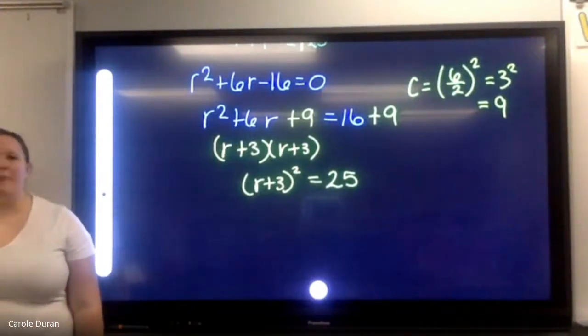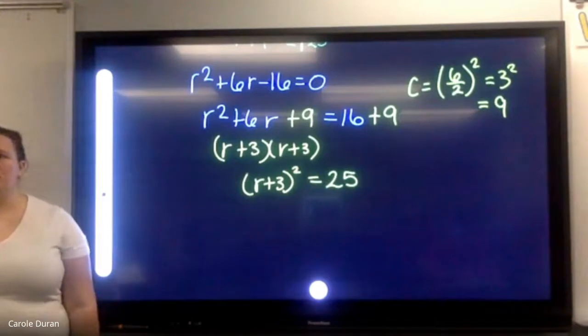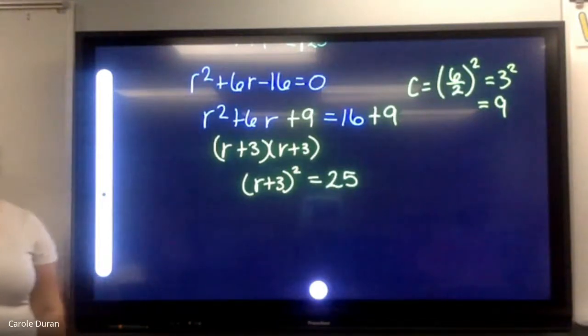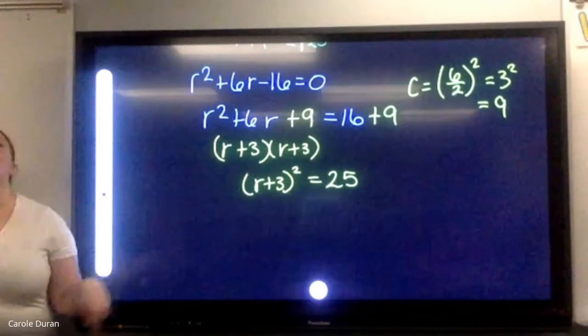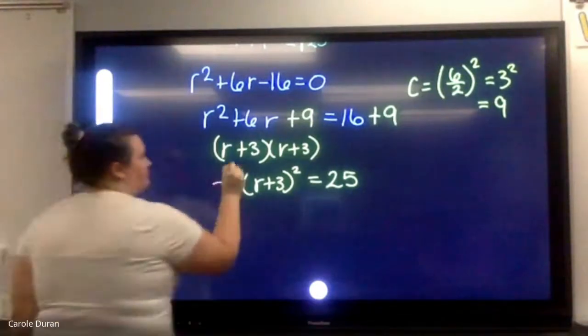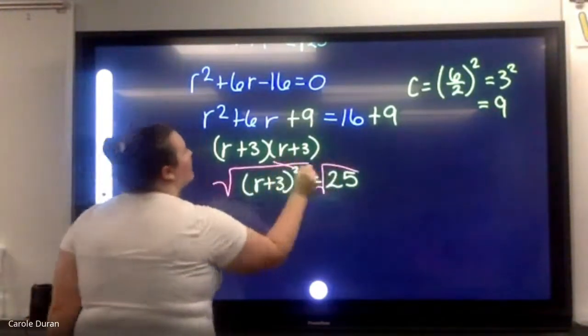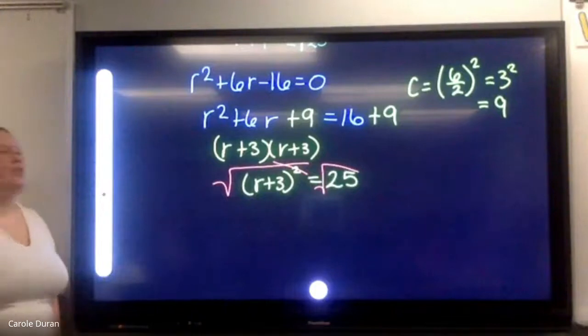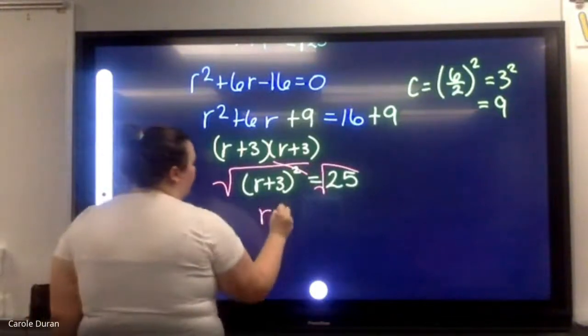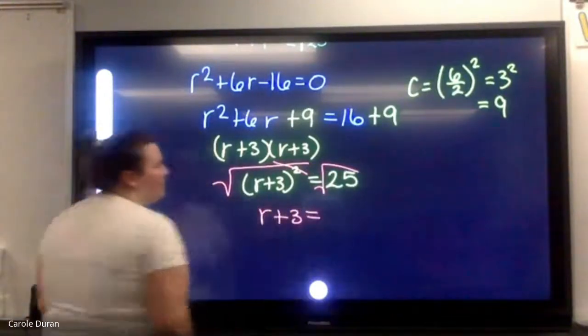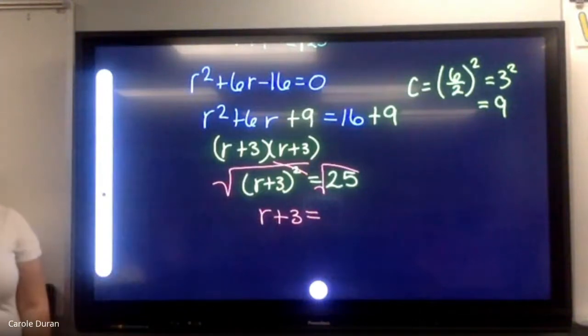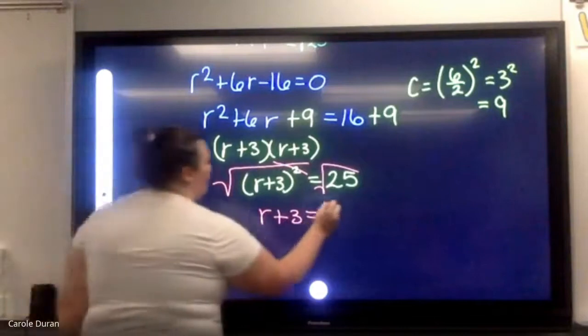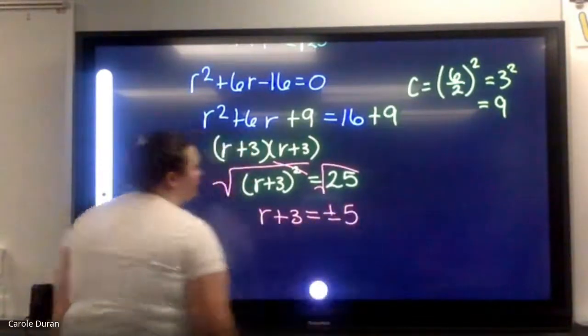How do I get r by itself? Square root both sides. The square root and the square cancel each other out, which leaves me with an r plus 3 on the left. What's the square root of 25? 5, plus or minus. Plus and minus 5. You cannot forget the positive and the negative versions.